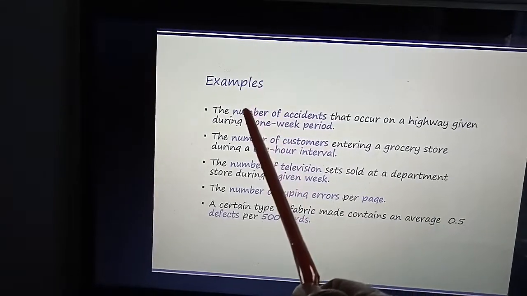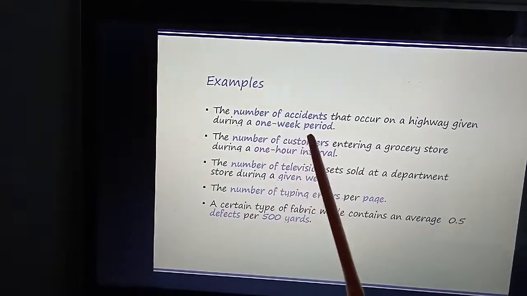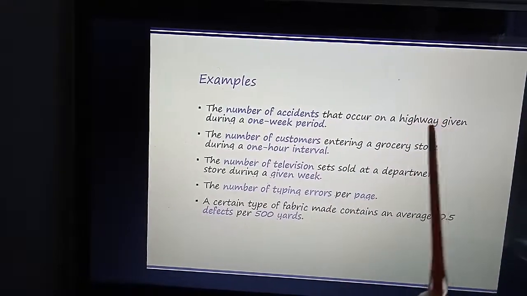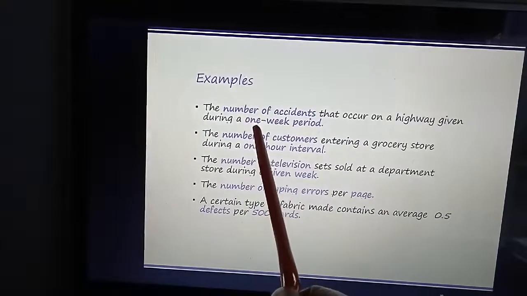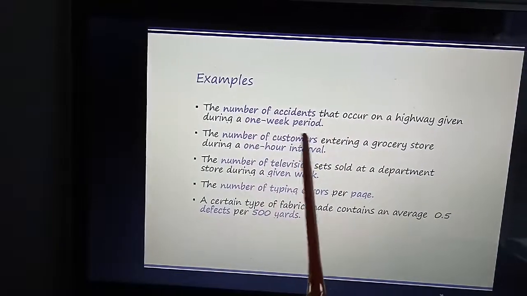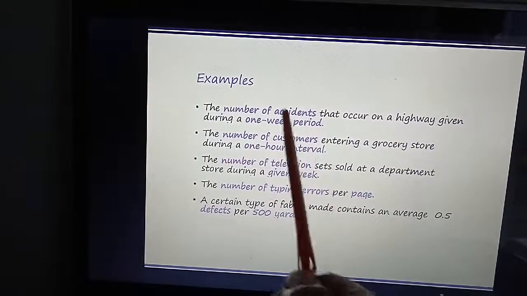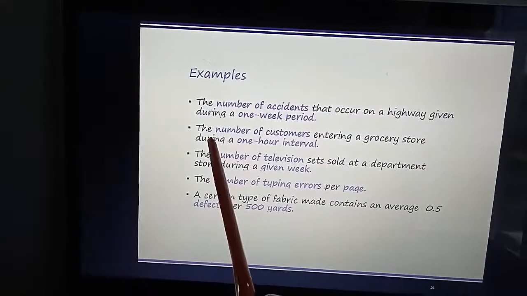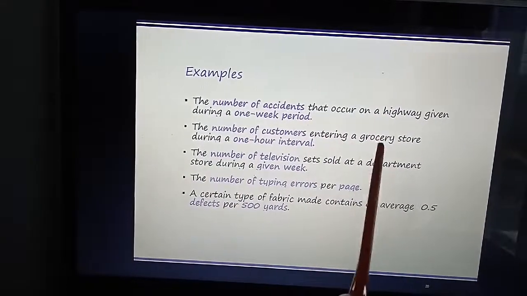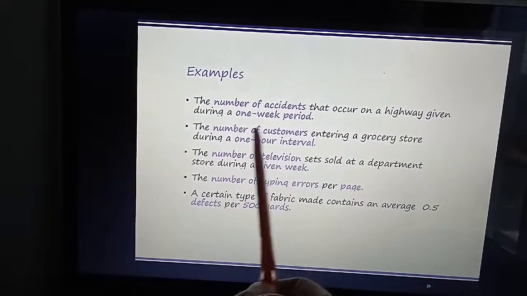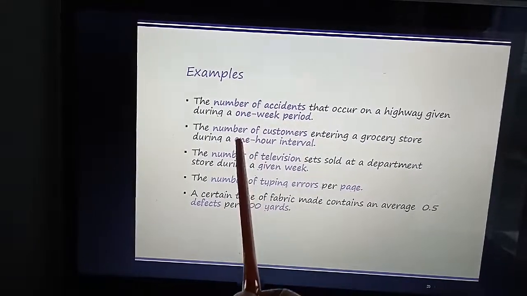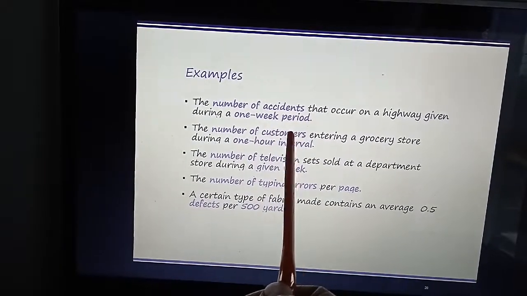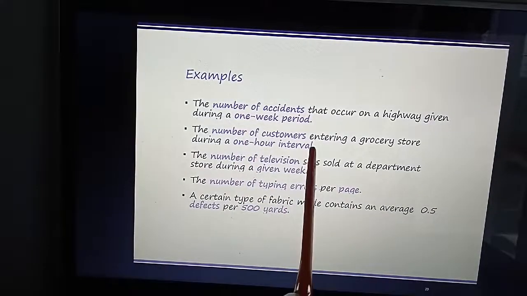Examples of Poisson probability distribution events are the number of accidents that occur on a highway during a 1 week period. A 1 week period is an interval. So the number of accidents during a 1 week period is a Poisson probability distribution event. Another is the number of customers entering a grocery store during a 1 hour interval. The 1 hour interval is the event interval, and the number of customers is the random variable.